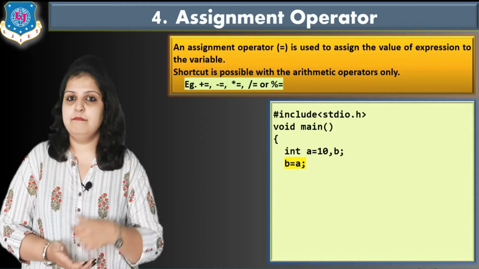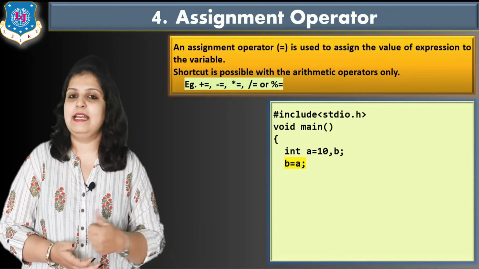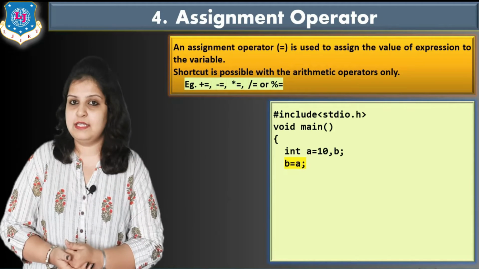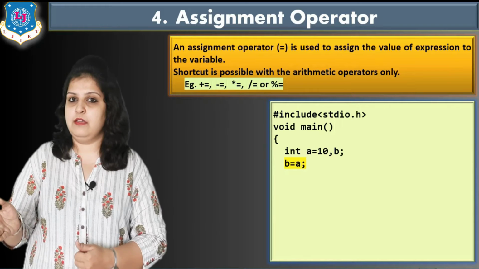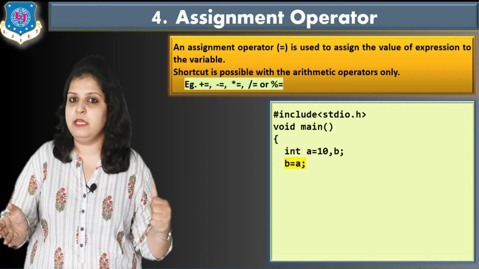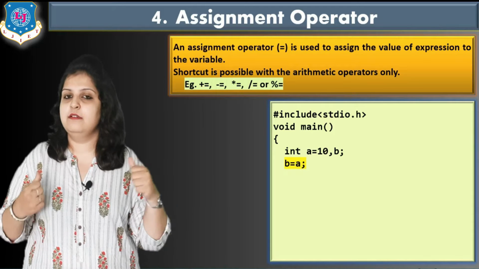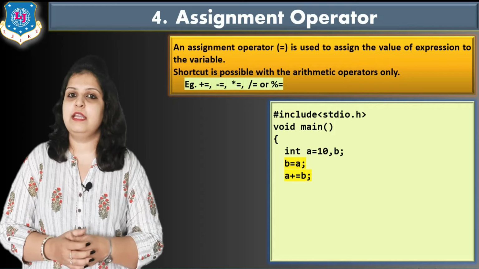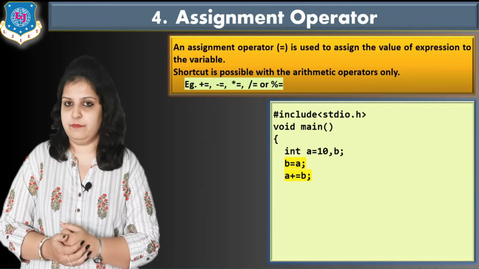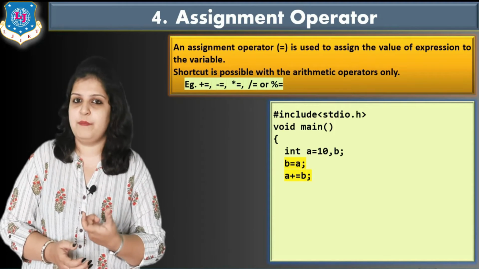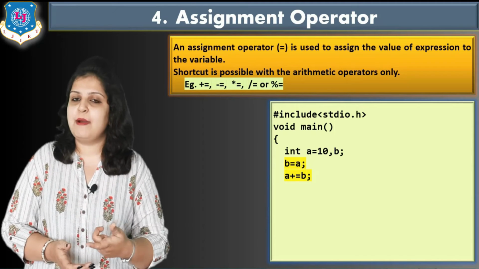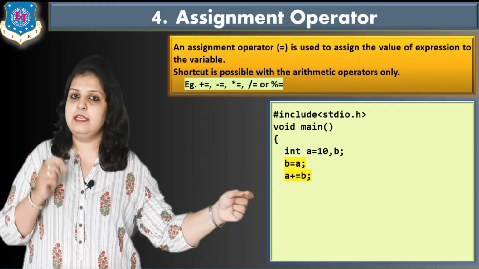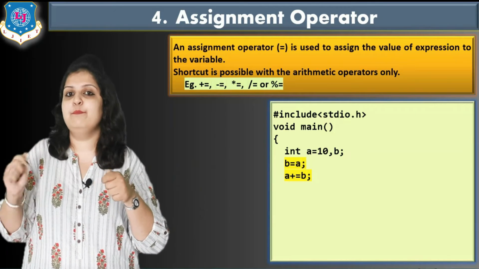Now in the second line, b is equal to a. Here again I am using the assignment operator. So what happened after executing this expression? The value of a will be copied into our variable b. So 10 will be copied in b, and the value of b is equal to 10. Now the second operation, a plus is equal to a plus b. This is a shorthand operation, but when you expand this expression, the meaning of this expression is a is equal to a plus b.